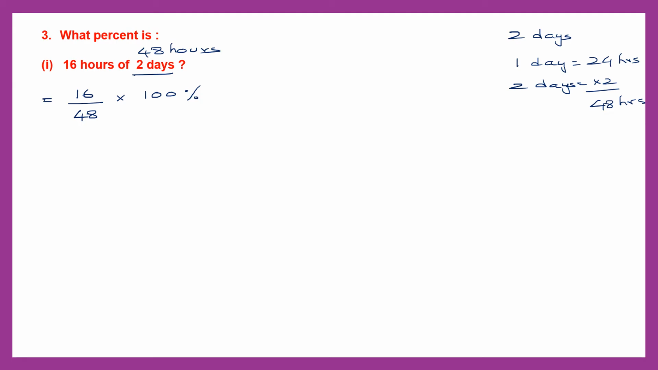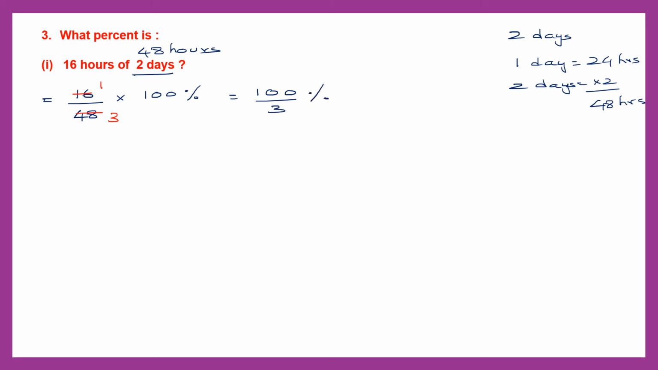Cancel what you can. I can cancel 16 and 48. 16 ones are 16. 16 threes are 48. Now I can't cancel anything else. So what do I have? I have 100 by 3%. So let's write that down. So this becomes, in the numerator, 1 into 100 is 100. In the denominator, I have 3. 100 by 3%.